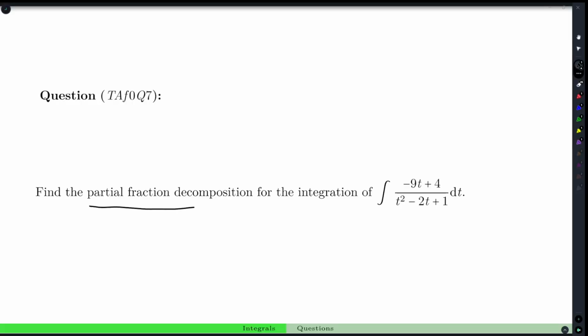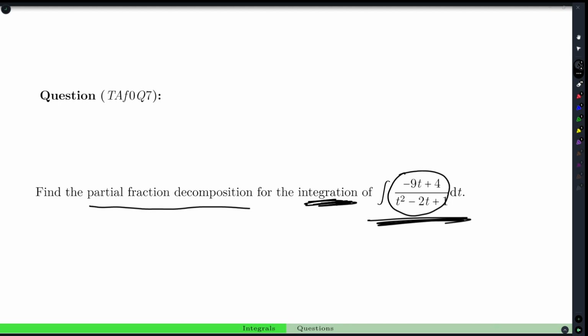Find the partial fraction decomposition for the integration of this expression here. So if we read the question carefully, they just want the partial fraction decomposition. So we really just need to demonstrate how to rewrite this rational function here. They're just mentioning partial fraction decomposition, which you use when you're integrating. But if we read the question carefully, no one's actually asking us to do the full integration.